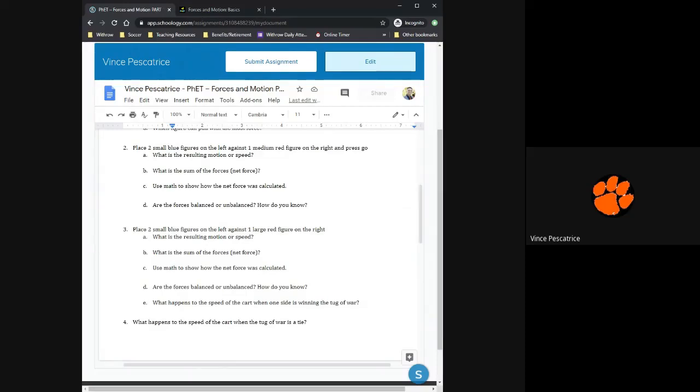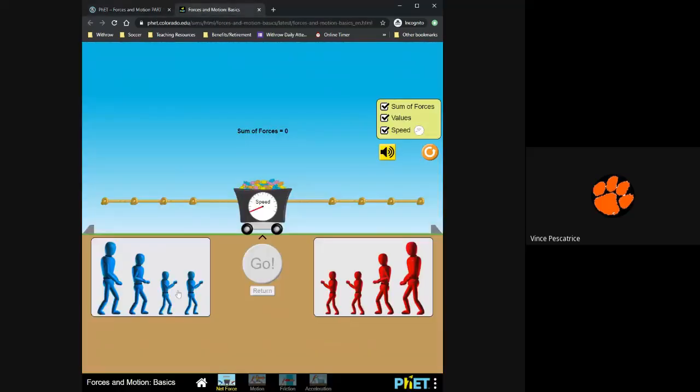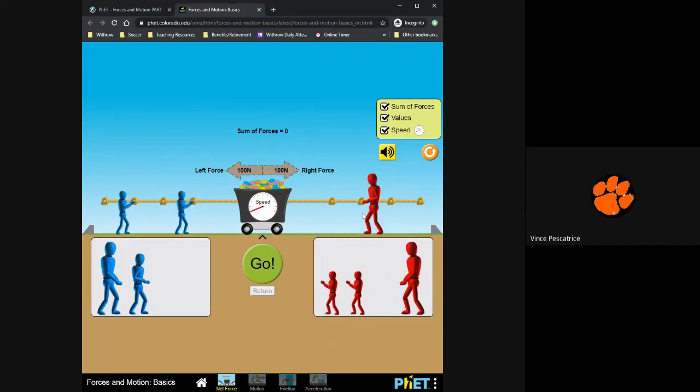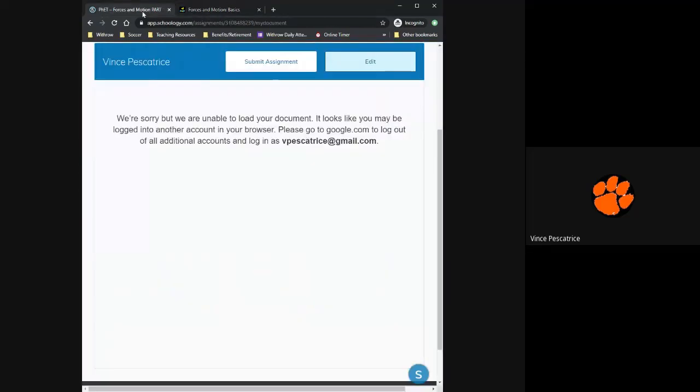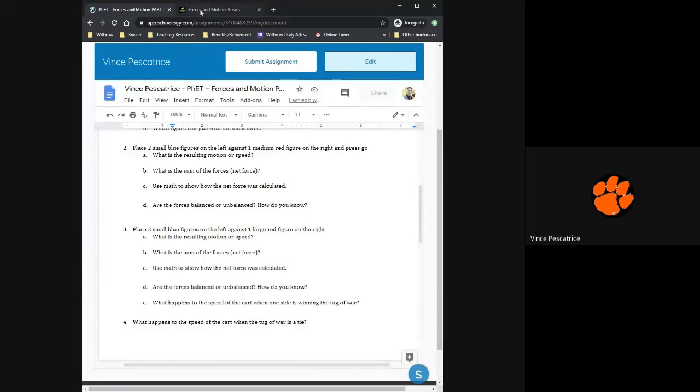All right, so what we're gonna do now is place 2 small blue figures against 1 medium red figure on the right and press go. So you put 2 small figures on the left. Now, it does not matter where you put them. You can put them anywhere you want. It's still gonna be the same thing. Against 1 medium guy on the right. All right, and then hit go.